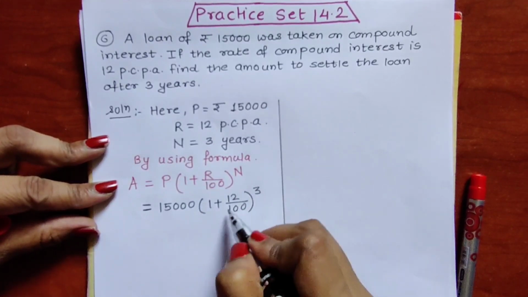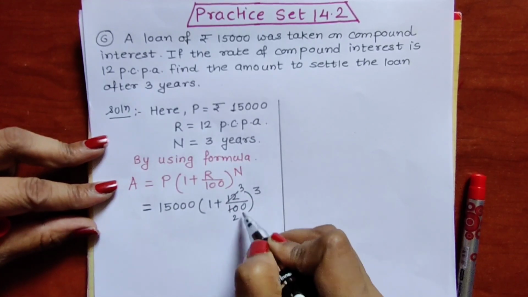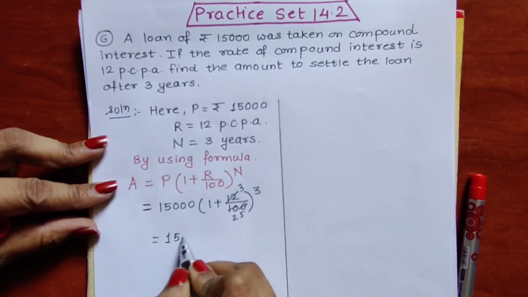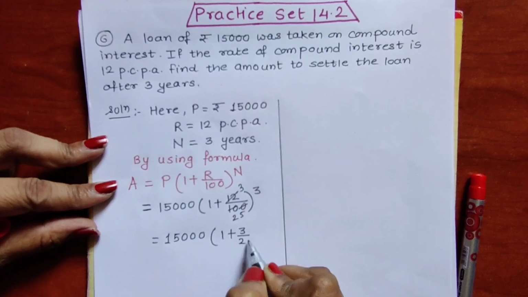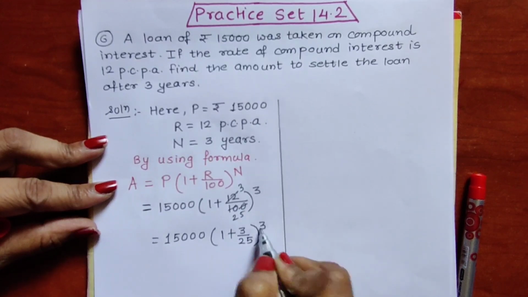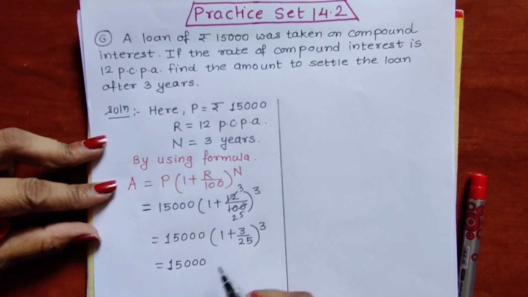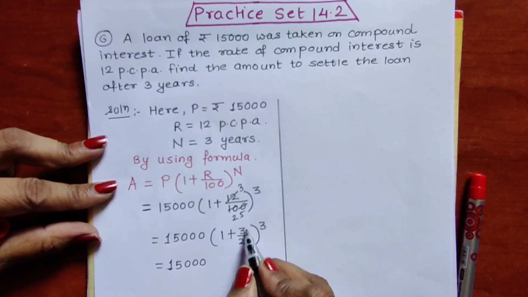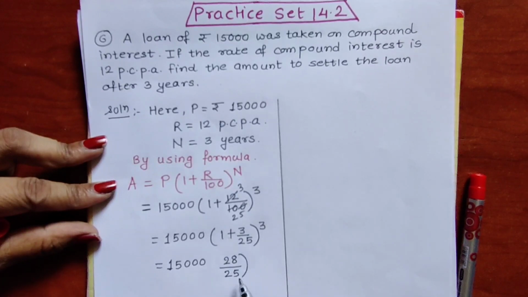Now this 12 and 100 can be cancelled by 4. 4 3s are 12, 4 2s are 8 and 4 5s are 20. So in this way we can cancel it by 4. We are getting 15,000 into bracket 1 plus 3 upon 25, cube. Now this bracket we can solve by cross multiplication. 25 ones are 25, 3 ones are 3. 25 plus 3 is 28 in the numerator upon 25 ones are 25 in the denominator.